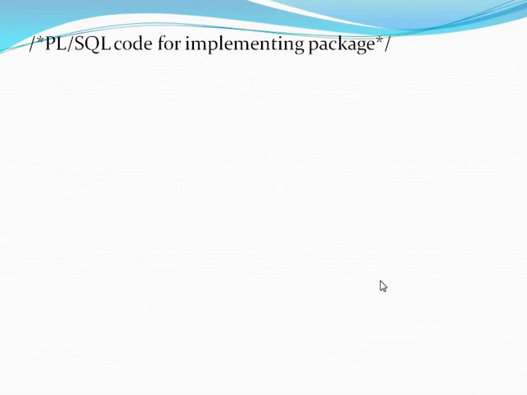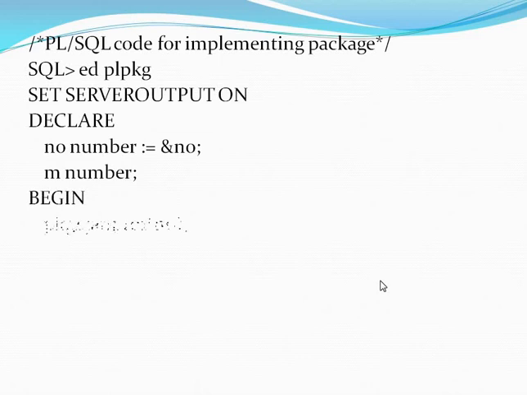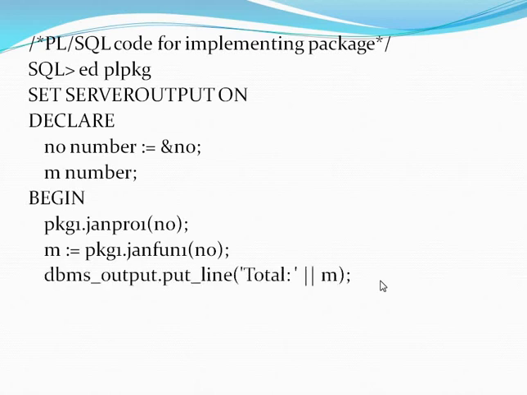PL/SQL code for implementing package. SQL. SET SERVEROUTPUT ON. DECLARE no number, no number, &no, m number, BEGIN, package procedure, m package function, DBMS_OUTPUT.PUT_LINE total, END.